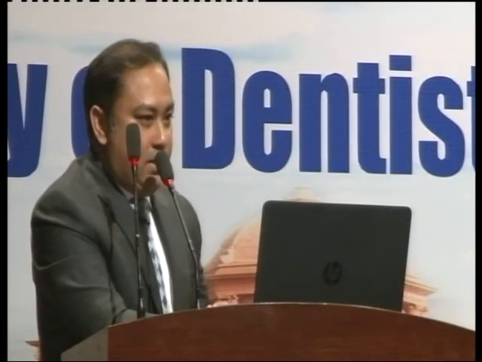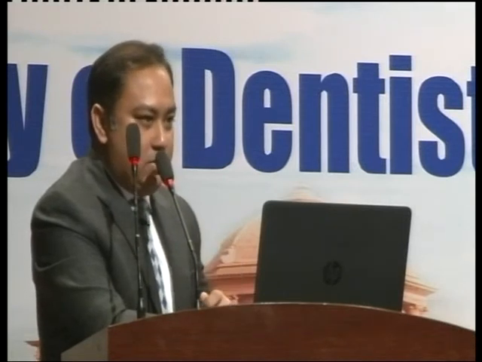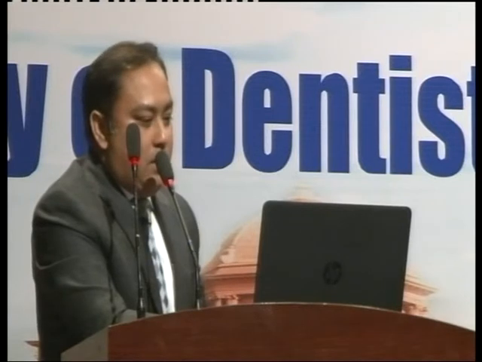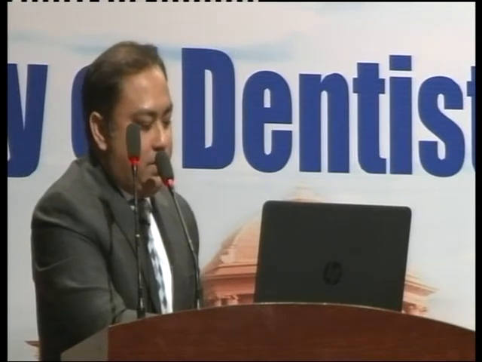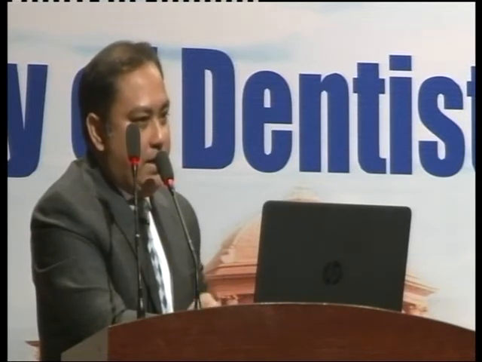This girl is from Estonia. She came to Bangladesh with her husband and sought treatment for her maxillary deficiency. She had class 3 malocclusion. The problem was that she could not smile. After maxillary advancement, you see the lip profile changes, and the bite also.